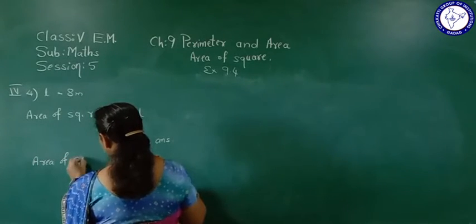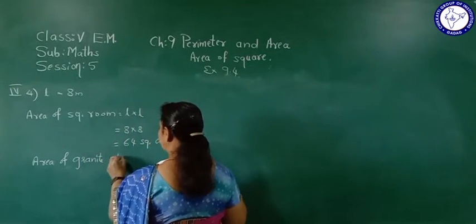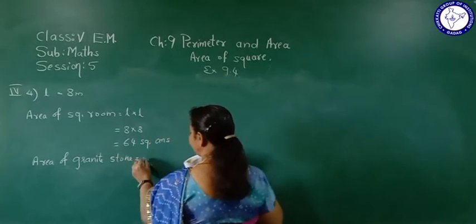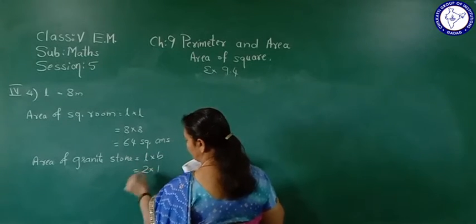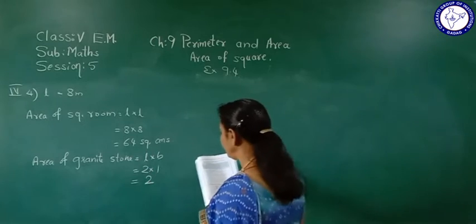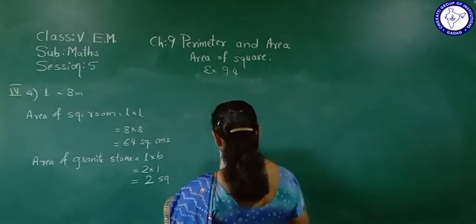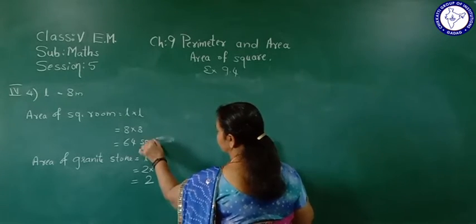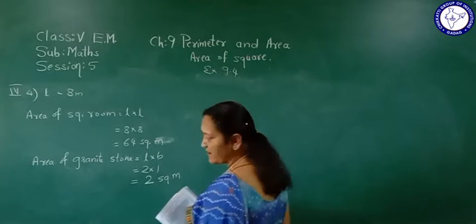Then area of a tile, granite stone. Those are in a rectangular form, so it is L into B and it is given 2 into 1. Now what is 2 into 1? 2 ones are 2. Now it is square meter, here also it is meter. Square meter, 2 meter into 1 meter, square meter.